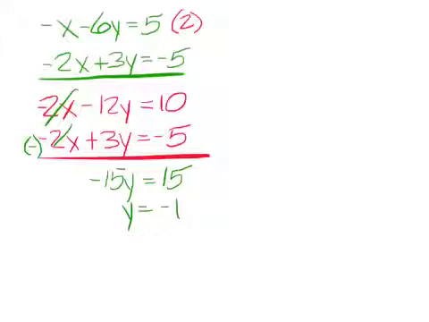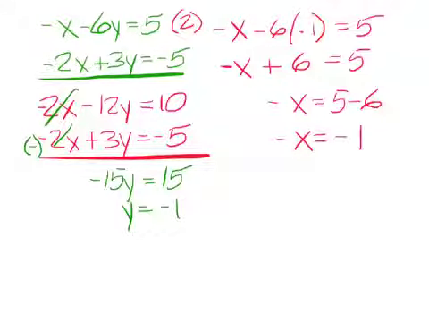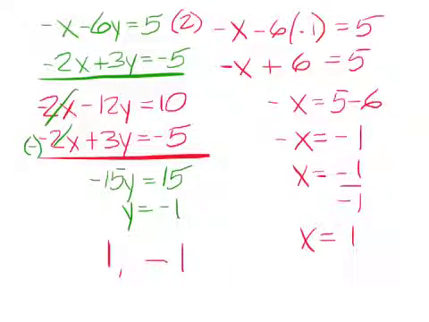So when you divide by negative 15, you should get negative 1. And I'll use the top one. We'll go negative x minus 6 times negative 1 equals 5. And simplify to plus 6. Move to the right. Change the operation. Negative 1. Divide by a negative 1. And you should have 1, negative 1 for the answer.